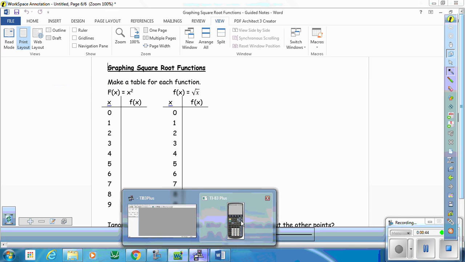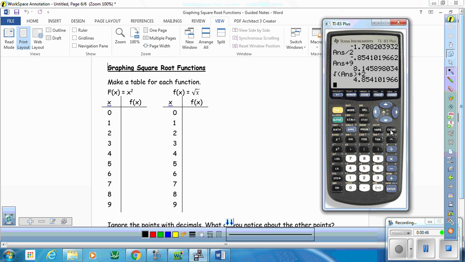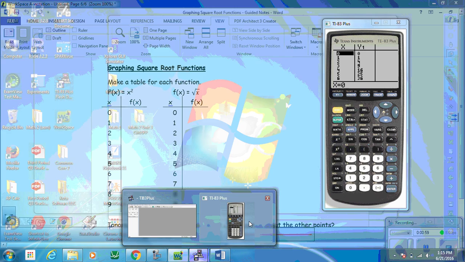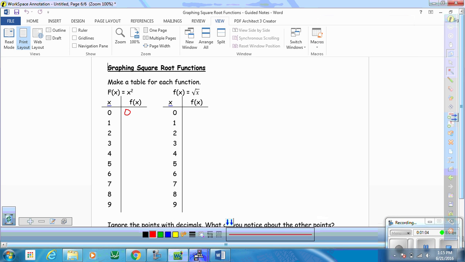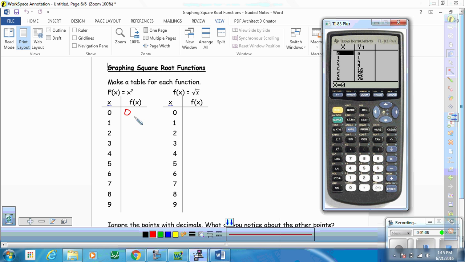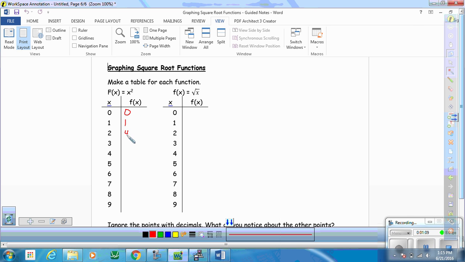If you've forgotten, it's really easy to do a table on your calculator. If you just go into y equals, and I can type in x squared. If I do second graph, instead of going to the graph, it goes to the table. And that gives me a nice handy little table here. So I've got 0, and then 1 is 1, and then we've got 4, 9, 16, 25, 36, 49, 64, and 81. So we've got a table of values here for our x squareds.